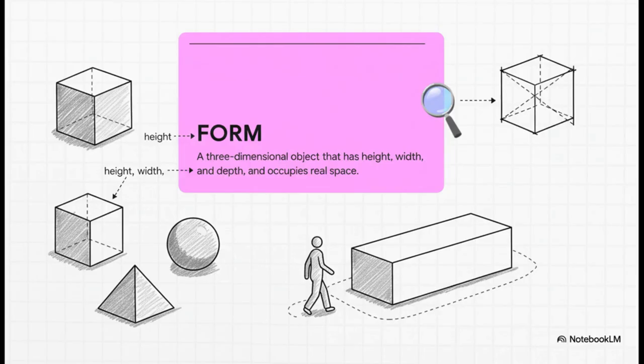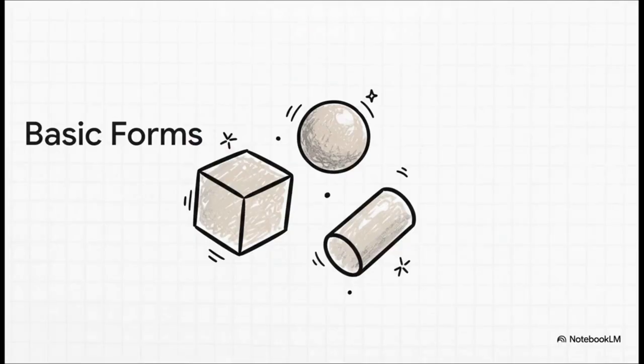And the keywords you got to remember are height, width, and depth. See, unlike a flat shape, a form occupies real physical space. You can see it. You can touch it. You can walk around it. It's real. And these simple guys, the cube, the sphere, the cylinder, they might look basic, but believe me, they are the fundamental building blocks for pretty much every single physical object you see around you.